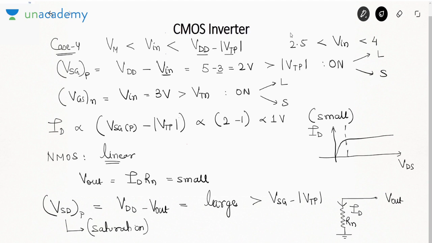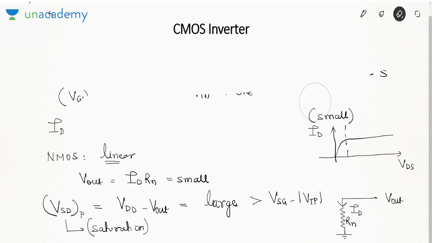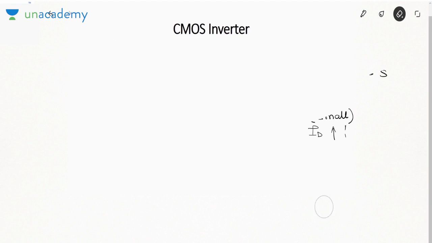So that means if you go beyond the midpoint voltage, PMOS will enter the saturation and NMOS will operate in the linear region. Okay, I will summarize all these cases later on, but remember, as we go beyond the midpoint voltage, PMOS is in saturation and NMOS is in linear. Now let me discuss the last case, case number 5.